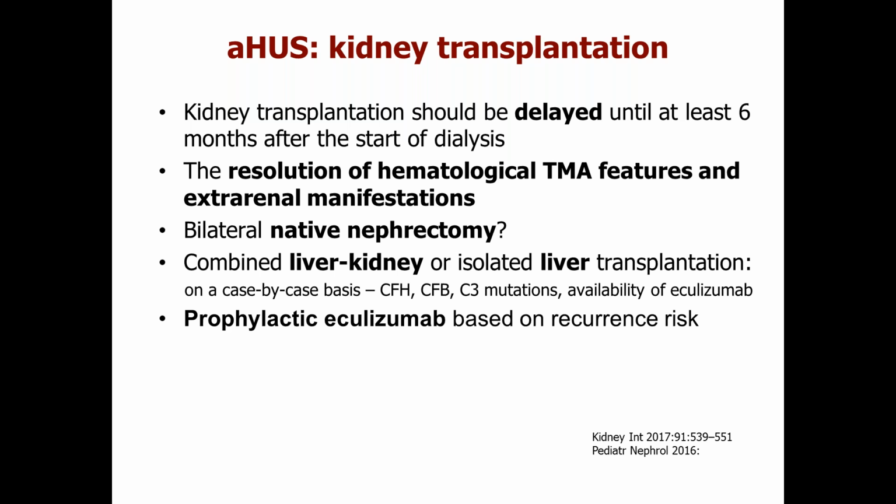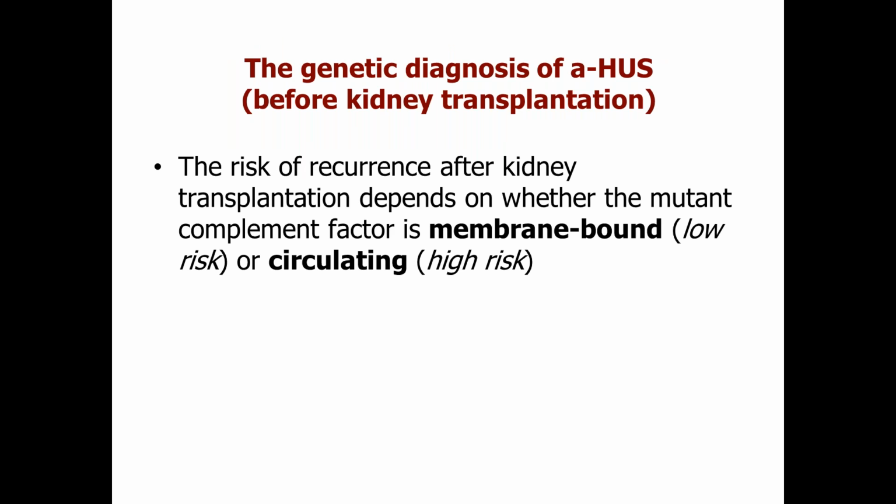We should wait also for resolution of thrombotic microangiopathy features and extrarenal manifestations. There are historical reports for the patients with very refractory arterial hypertension that bilateral native nephrectomy could help. And of course, in specialized centers, combined liver-kidney or isolated liver transplantation should be offered, but this is a very special issue, and each case should be decided on a case-by-case basis, depending on type of mutation, availability of Eculizumab, and so on. And prophylactic Eculizumab is also being used, and this is based on the risk of recurrence, which depends on the genetic background of the patient.